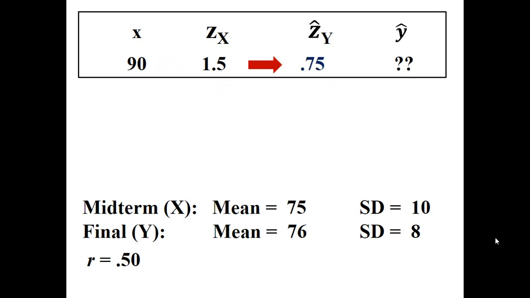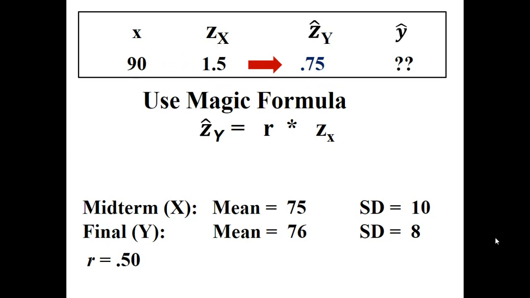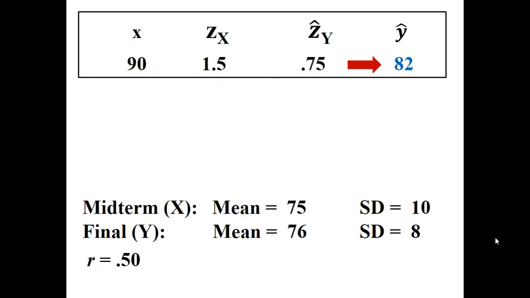Then our next step was to take the z of x and use it to predict the z of y. And to do that, we used the magic formula. And finally, we took the z of y predicted and transformed it into y predicted. And to do that, we used this formula that you know very well now because you learned it a lot earlier in the class.